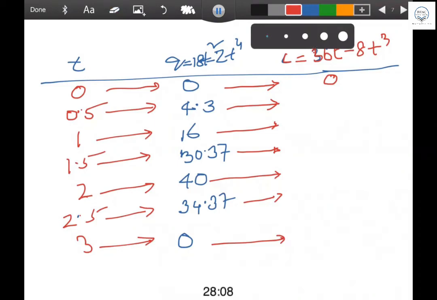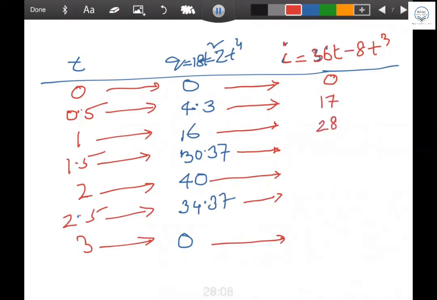Okay, 17. Then at 1, equal to what? 28. Later on we can discuss the calculation method. And 1.5? 27. Good. Then next, 2? 8. Then 2.5? Minus 35. Good. Then 3? Minus 108. Okay, so these are the values we get for Q and I, and now we are going to plot it.